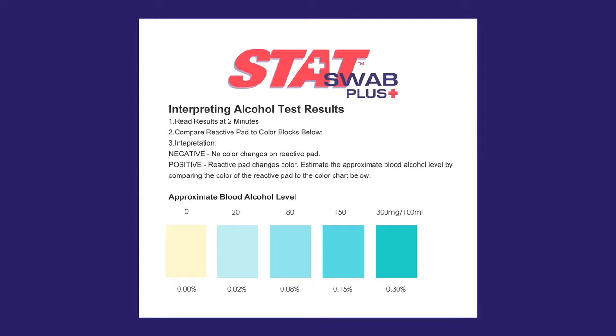Refer to the STATSWAB Plus color chart to determine the presence of alcohol in the sample. Compare colors to determine the approximate level of alcohol.